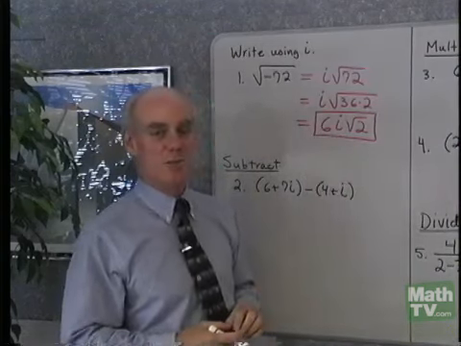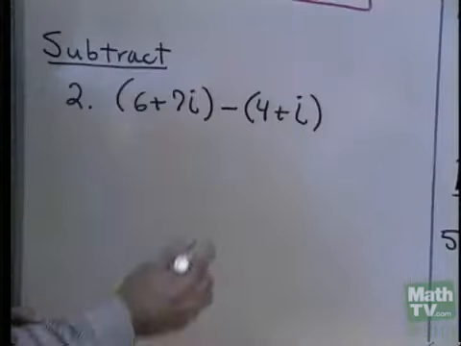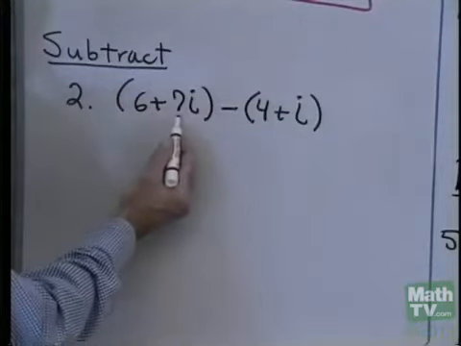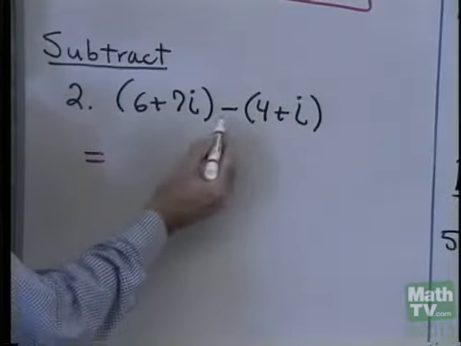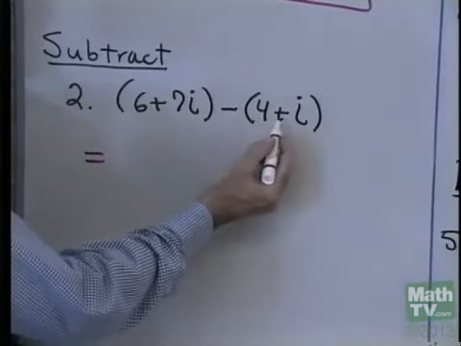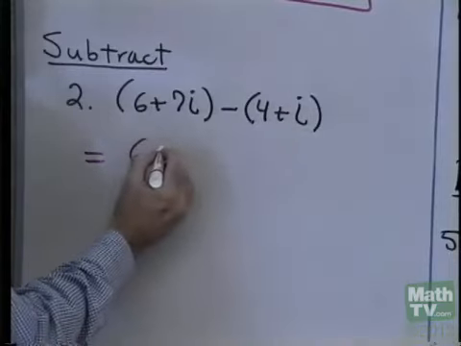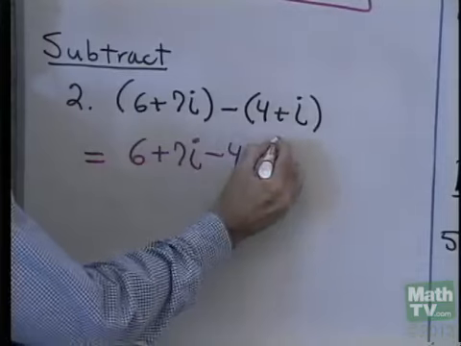Now let's take a look at some addition, subtraction, multiplication, and division with complex numbers. Here I've written subtract. I have 6 plus 7i, subtract 4 plus i. So what I'm going to do first of all is take care of this subtraction symbol, remove these parentheses, and change the sign of each thing inside. 6 plus 7i minus 4 minus i.